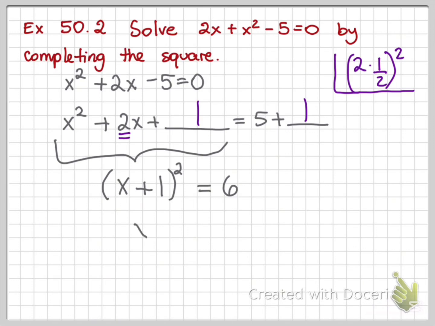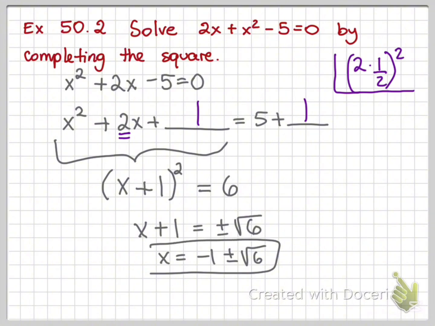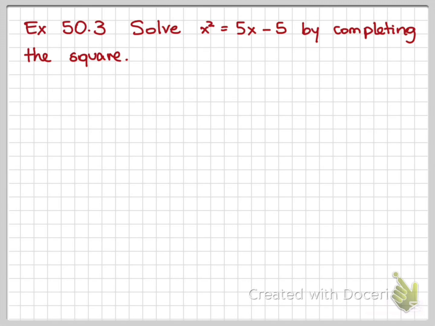Now to solve, we pass the exponent 2 to do a square root. So we have the plus or minus square root of 6. And then the 1 goes to subtract. So we have -1 plus or minus the square root of 6. And that is our answer. Very, very simple exercises. In this third example, we have to do the same.